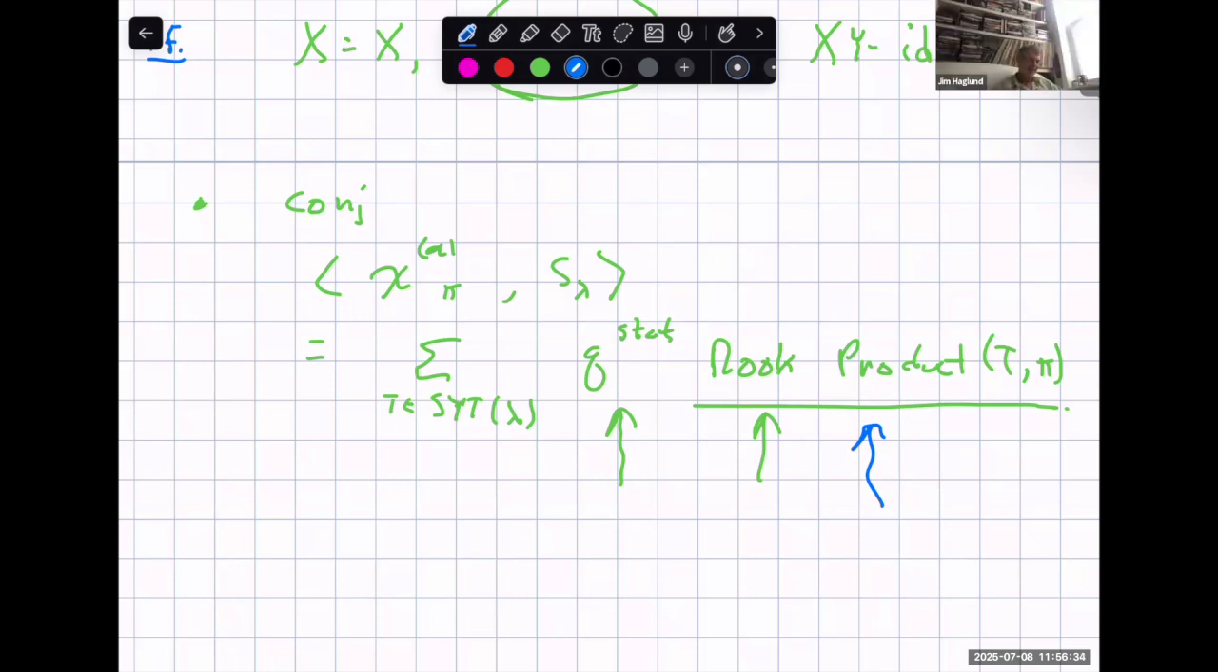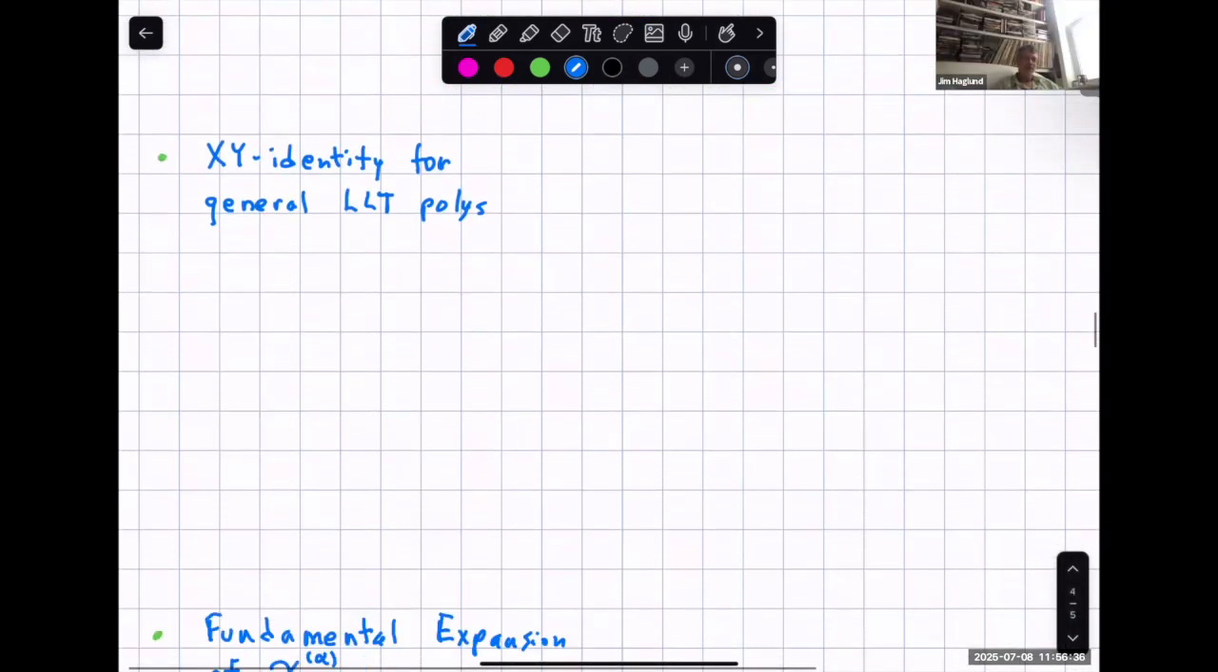So one other comment. The XY identity, I wrote it in terms of the chromatics, but you could have written it in terms of just the original LT pis. And also there's a version of it for general LT polynomials.